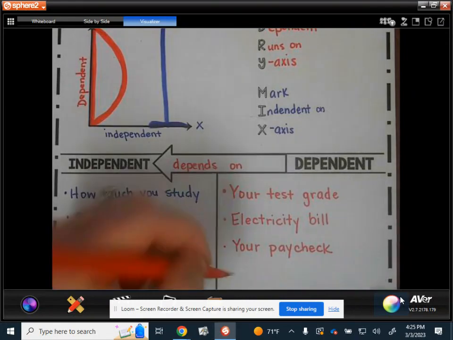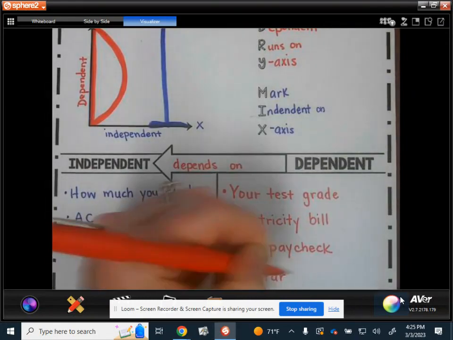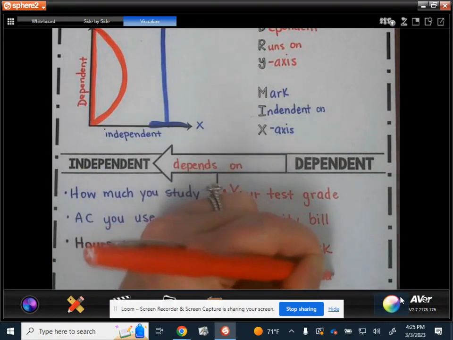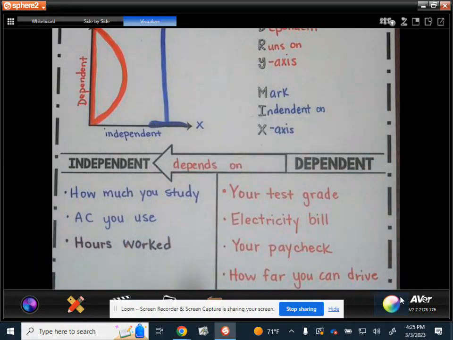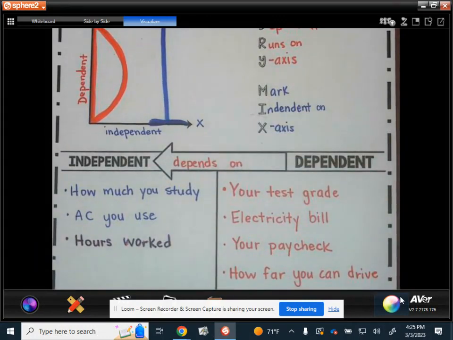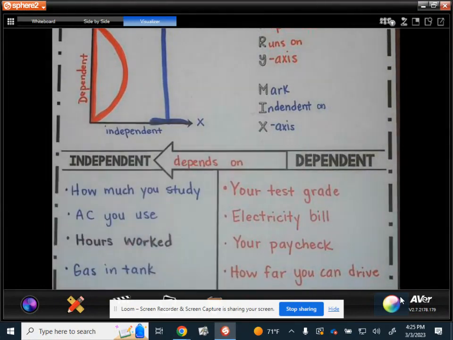And then the last thing we're going to talk about is how far you can drive. If I were to get in my car right now, I could drive and drive and drive, but I can't drive forever because eventually I would run out of gas. So how far I can drive depends on the amount of gas in the tank. If I have a full tank, I can go pretty far. But if I'm almost on empty, I'm not going to get very far when I'm driving.